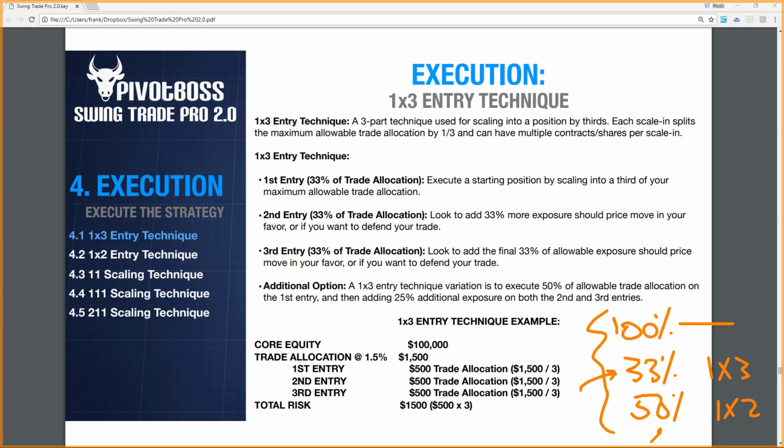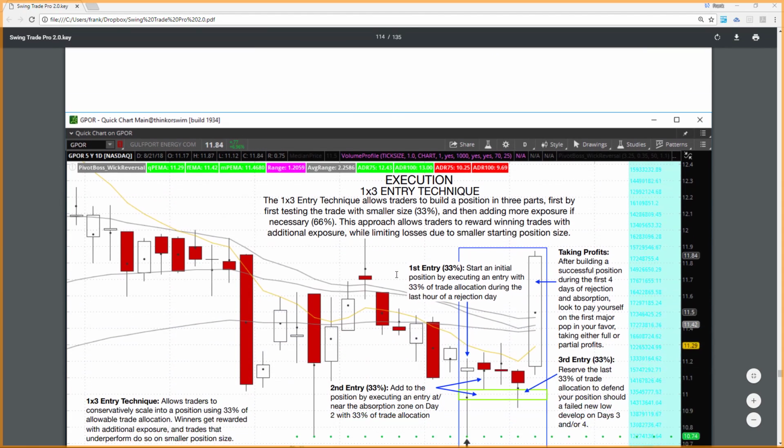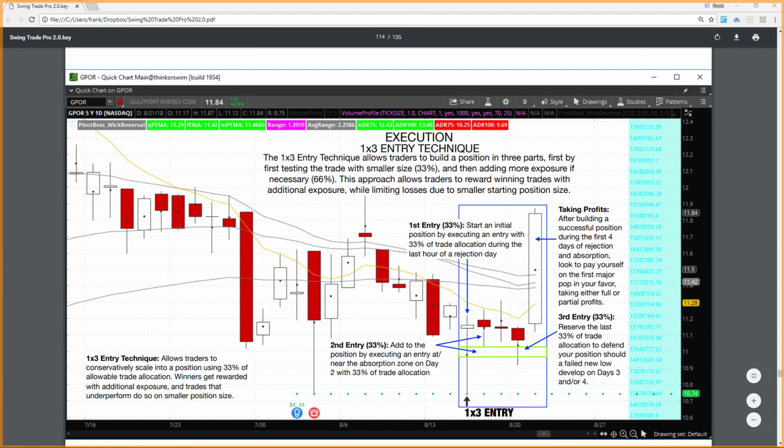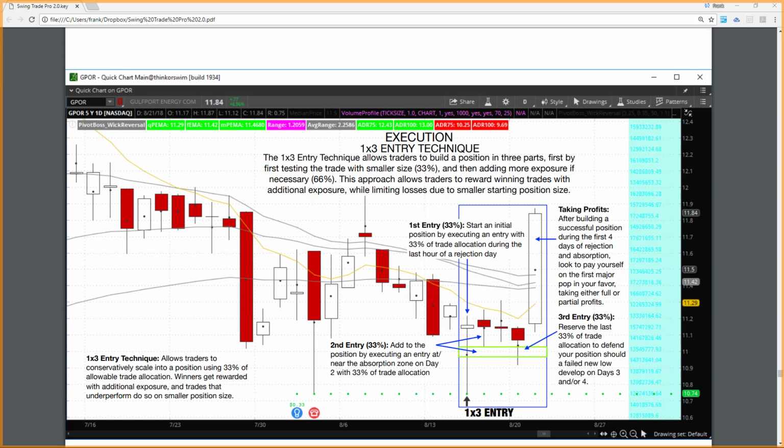Let's go ahead and look at the next one here. This slide shows a 1x3 entry technique in GPOR. So the 1x3 entry technique allows traders to build a position in 3 parts. First, by testing the trade with smaller size, 33% of trade allocation, and then adding more exposure if necessary, the last 66% in 2 different scales. This approach allows traders to reward winning trades with additional exposure while limiting the losses due to smaller starting size.